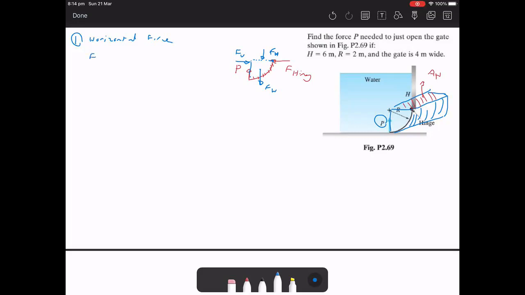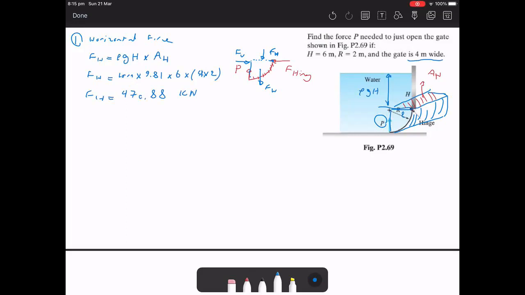We can write down FH, it's rho g H, capital H. This is the pressure at this point. If the height of the water is shown with H, we know the pressure at this point will be about rho g H, times the area of the surface, which we show with AH. If I insert the values, it will be about 1000, the density of the water, times gravity, times H, which is about 6 meters, times the area. The gate is about 4 meters wide, and this radius is 2 meters. So FH will be equal to 470.88 kilonewtons.